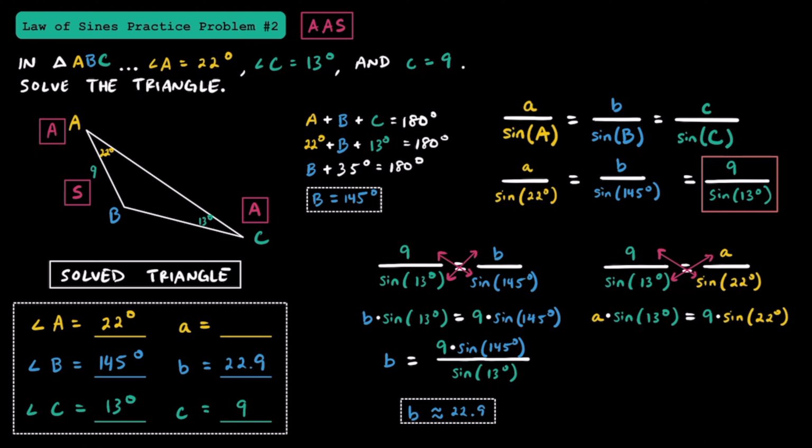Then if we divide both sides by sine of 13 degrees, we'll get this equation right here. And plugging this into a calculator, we'll find that a is approximately equal to 15, which is our last bit of information that we needed to find. Hopefully after the first example, this one made a little bit more sense.